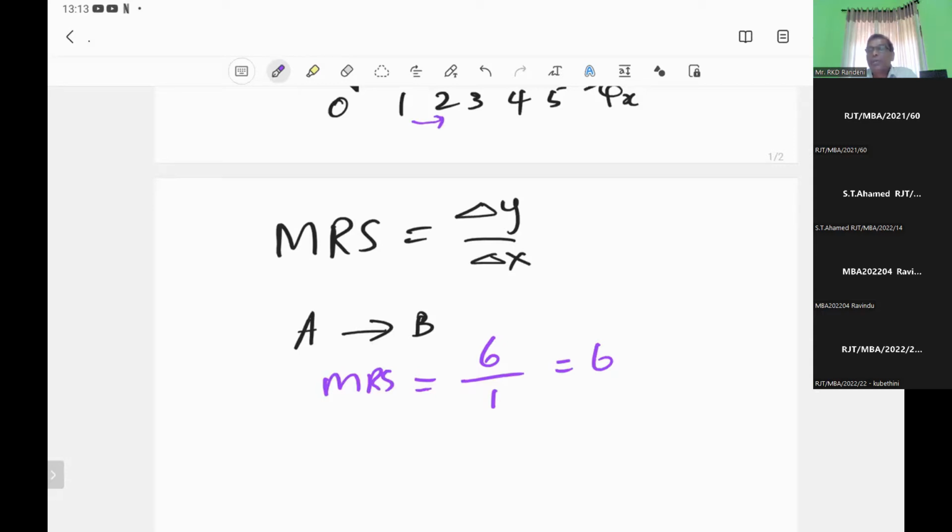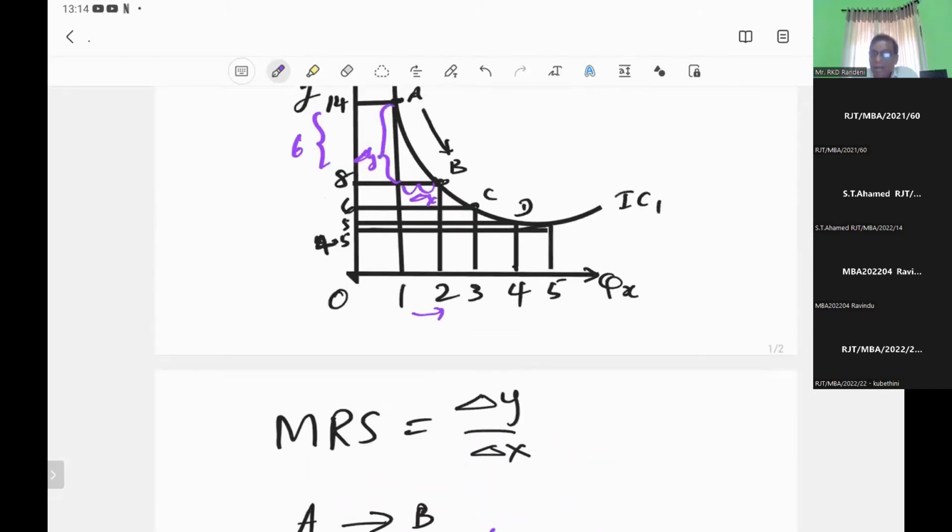He is ready to sacrifice 6 units of Y to consume 1 unit of X. That ratio is called the marginal rate of substitution. X for Y, right? Then you can calculate the MRS for B to C.